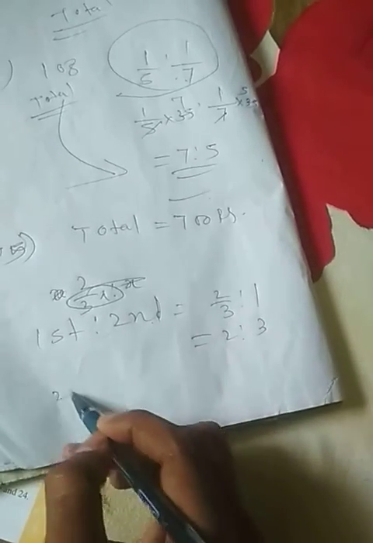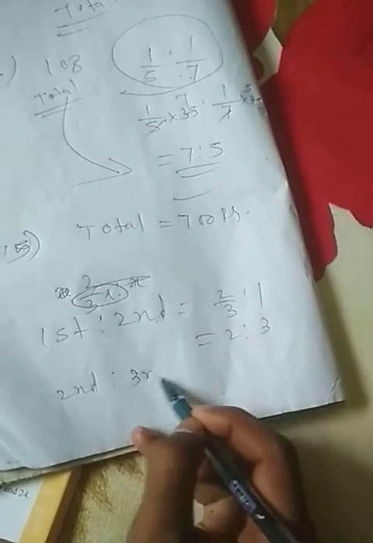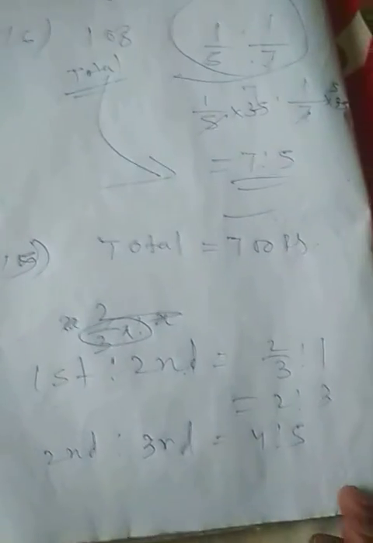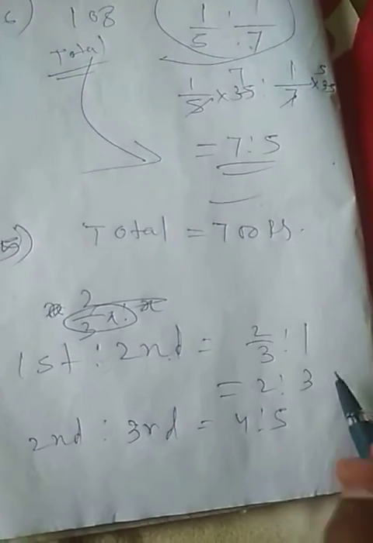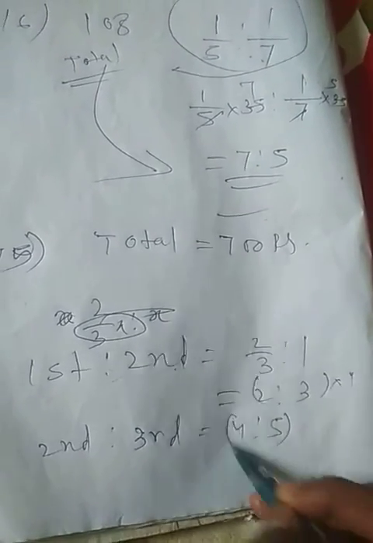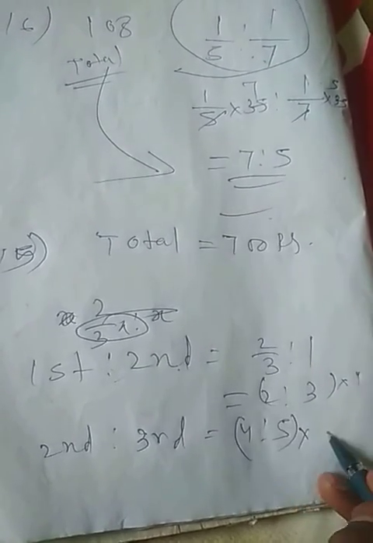And second and third is given 4 is to 5. Now I have to find out first is to second is to third is 1, and you know the way how to find out that. Multiply that number with 4 and that number with 3.